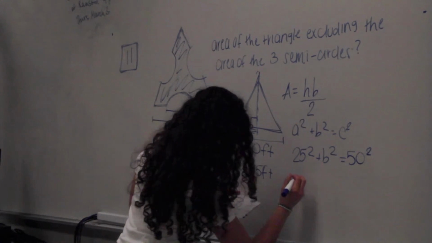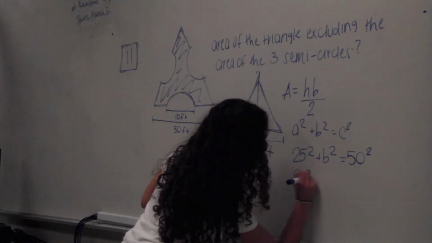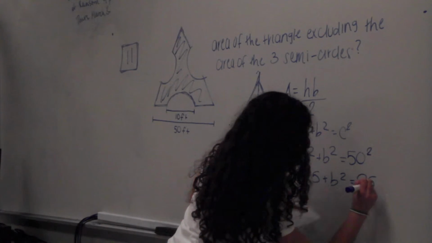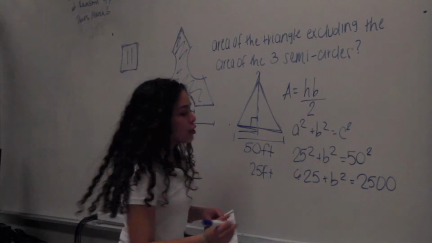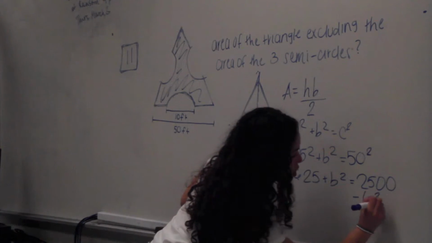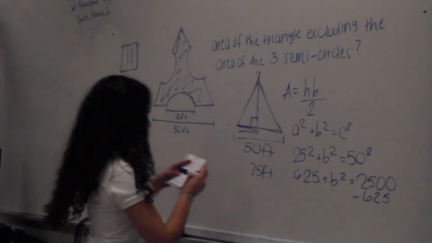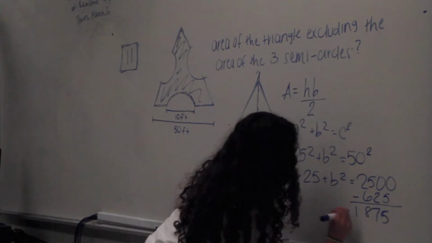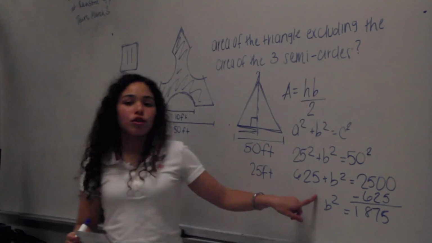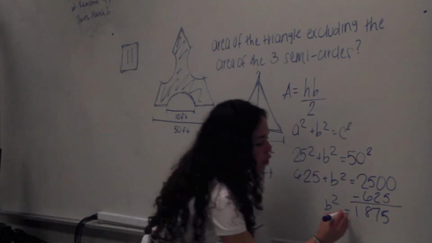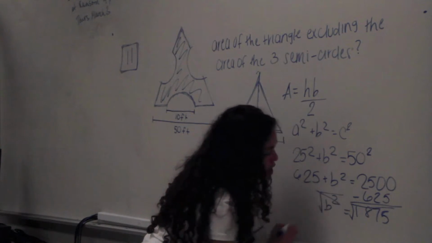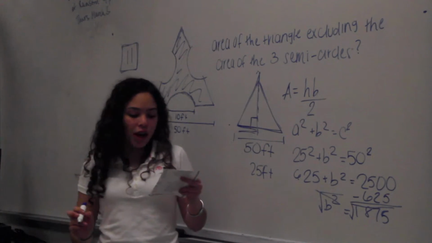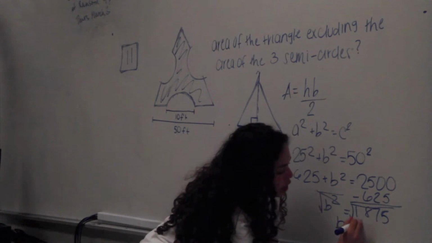So 25 squared is 625, so 625 plus b squared equals 50 squared, which is 2,500. And we're going to subtract 625, which is 1,875, and that is going to be our b squared. And then remember that the way that we cancel b squared is by taking the square root of both sides. It's going to cross that out. And the root of 1,875 is 43. So b equals 43.